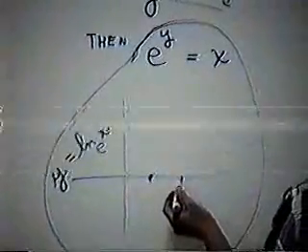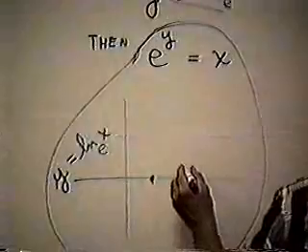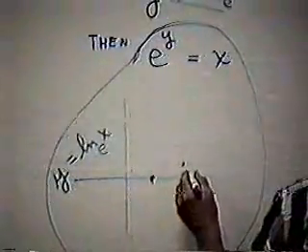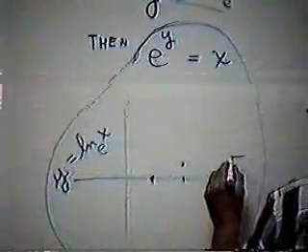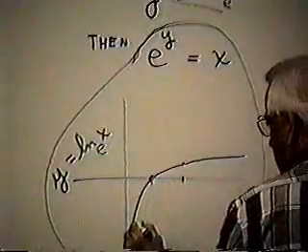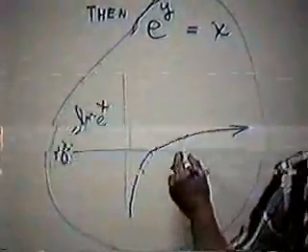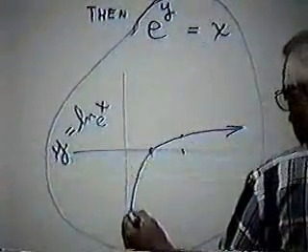Now let's let x be 2. What power of e would be equal to 2? Well, it'd be less than 1. And so what you get for the graph of the log of x is a curve like this. It goes on forever, and down here it never touches 0.